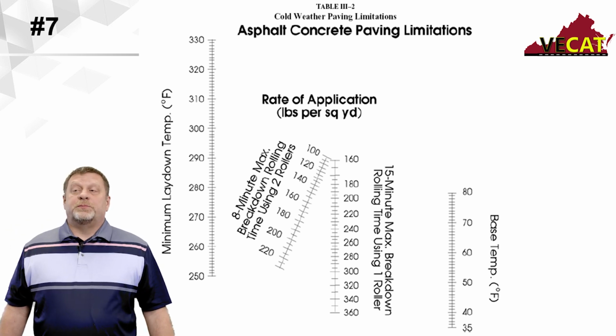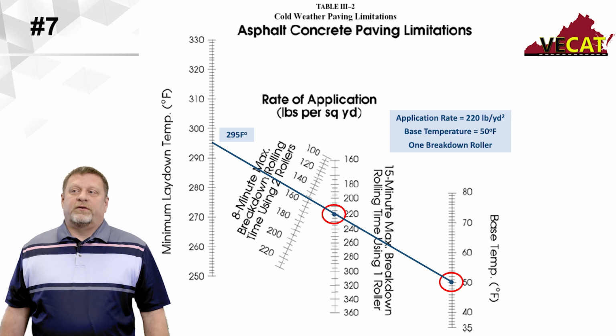For this particular problem, we have an application rate of 220 pounds per square yard. The base temperature, the surface that we're getting ready to apply our mix to, is 50 degrees Fahrenheit, and we have one breakdown roller. The way we use this nomograph is we work on it from right to left as you're seeing it on your screen. Far right is the base temperature, and our data told us that the base temperature is 50 degrees Fahrenheit. So we'll put a point at 50 degrees Fahrenheit.